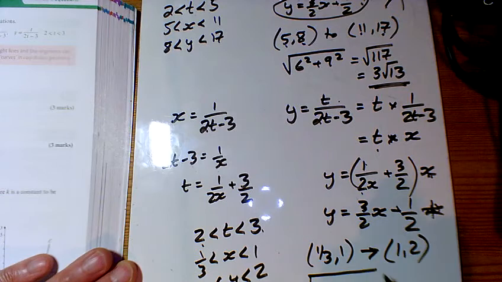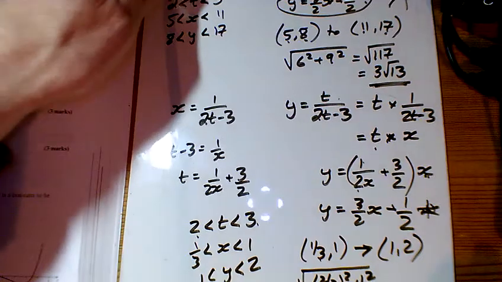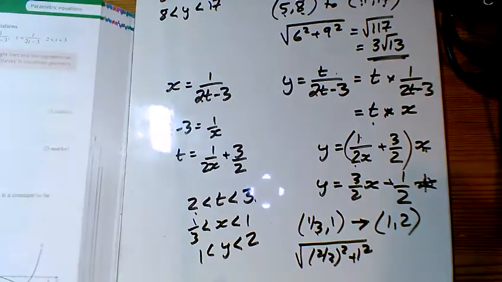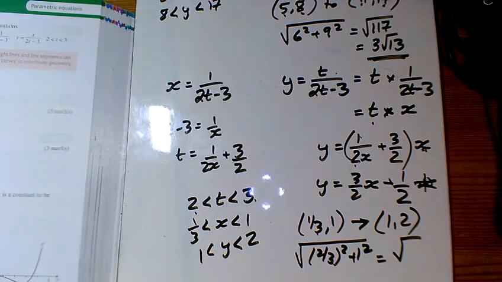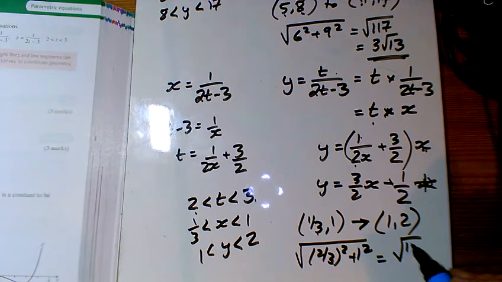So Pythagorasing that, there to there is 2/3, plus there to there is 1. Oh, you can't see it. So 2/3 squared, add 1 squared. So I'm getting the square root of 13 over 3. Square root of 13 over 3.